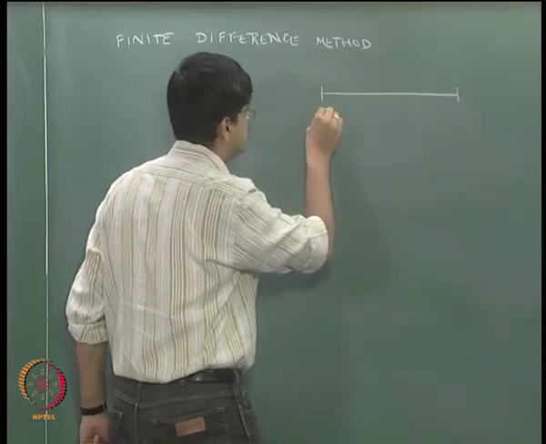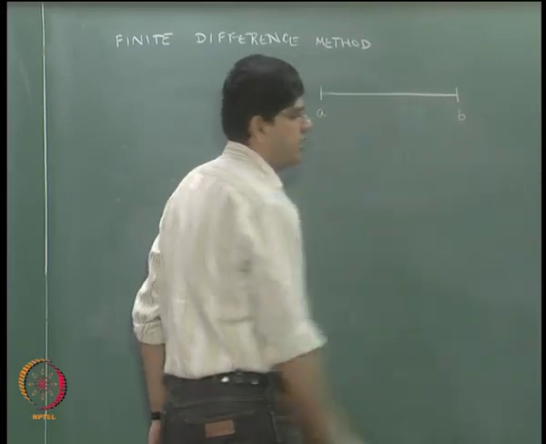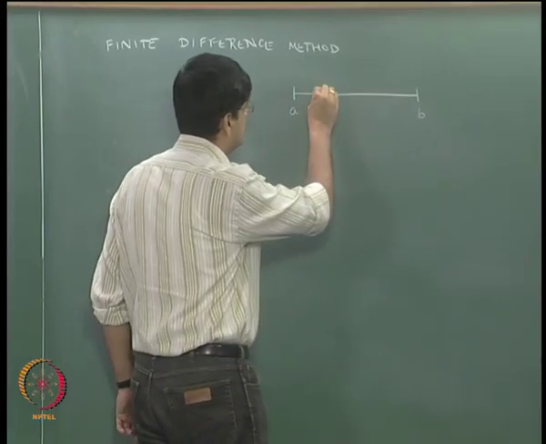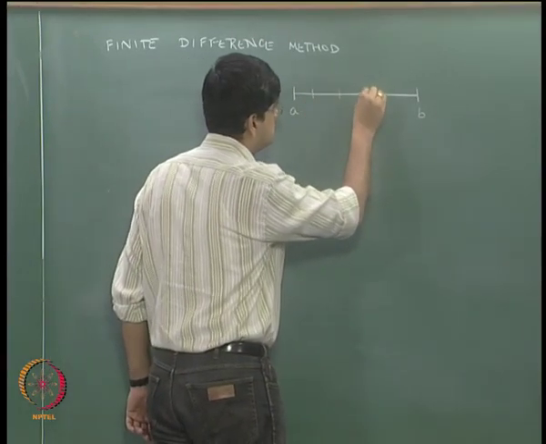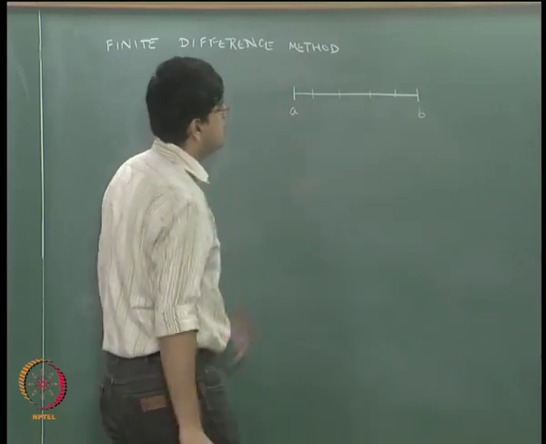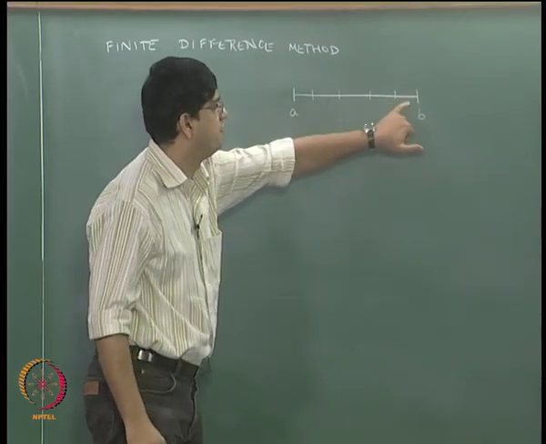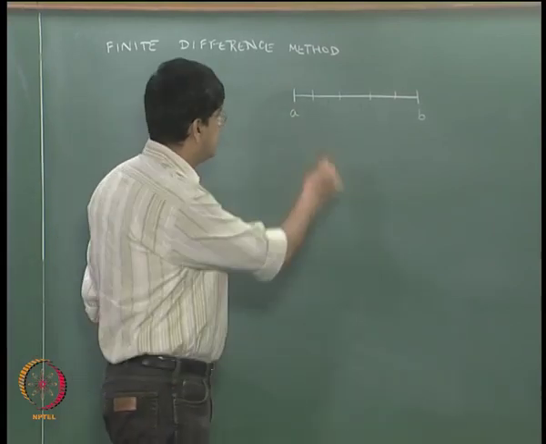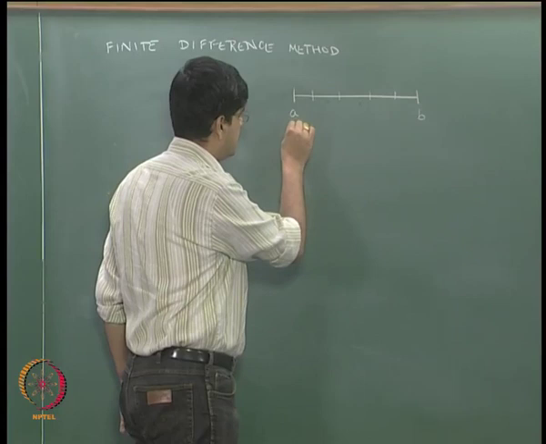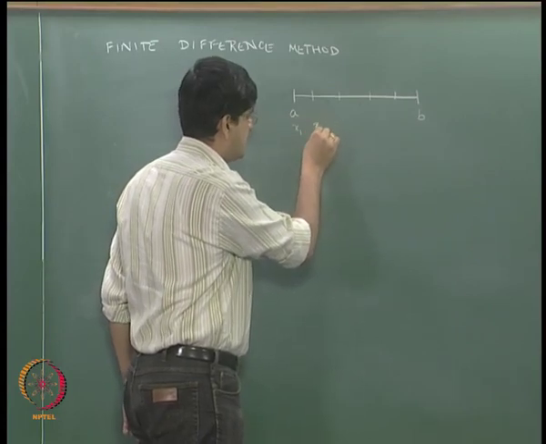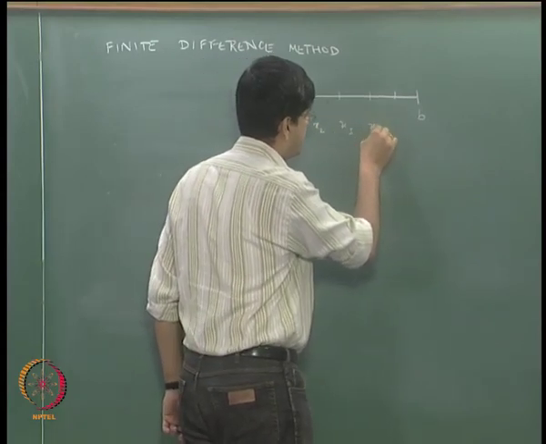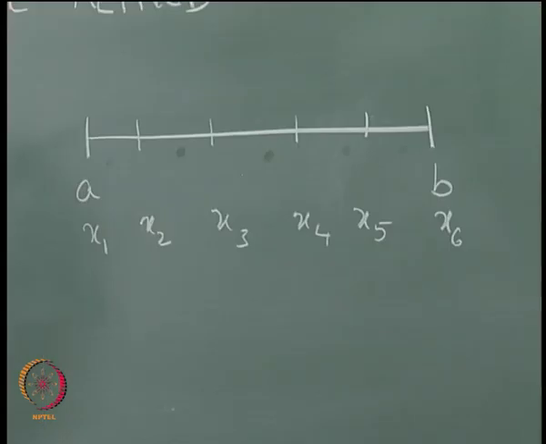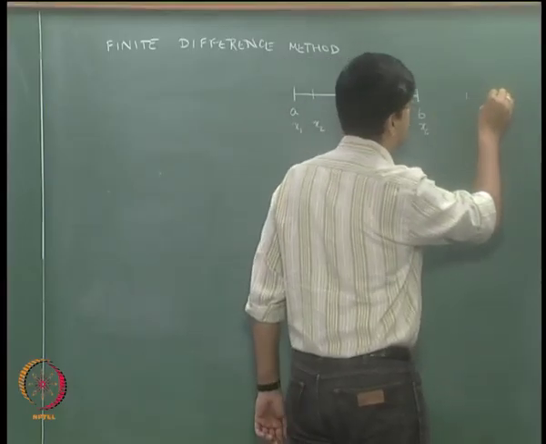into n intervals. A to b we are going to split into n intervals, let us say n equal to 5. So, 1, 2, 3, 4, 5, let us presume for a moment that these are equivalent intervals. So, this particular point we will call x1, this is x2, x3, x4, x5 and x6. Okay. So, the domain is split into n intervals.